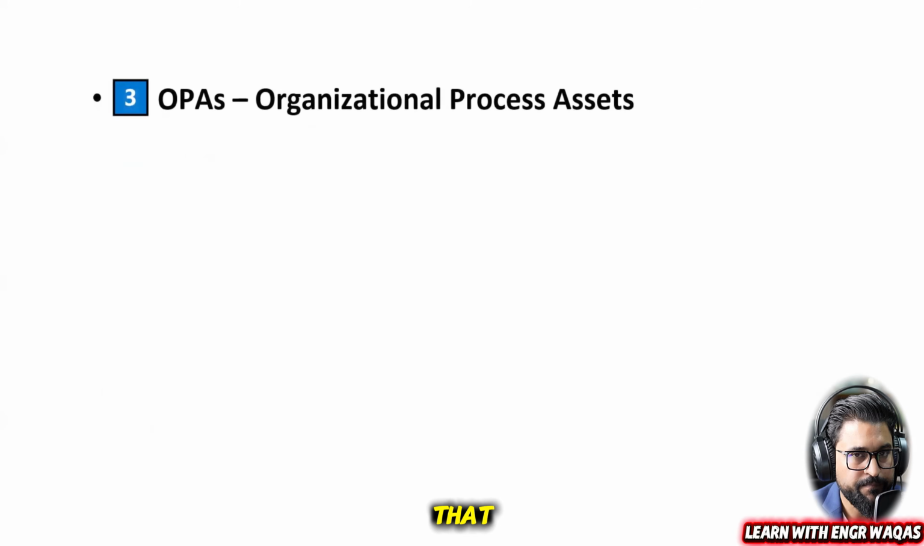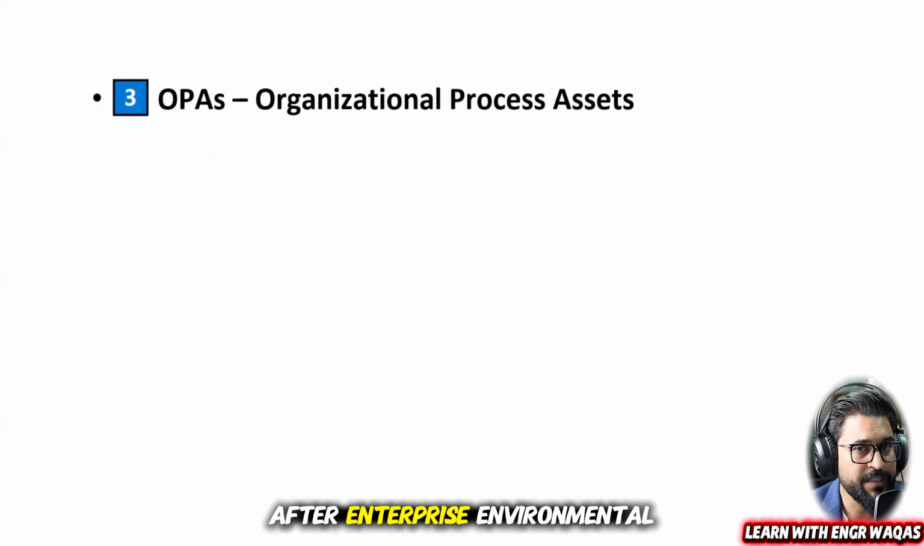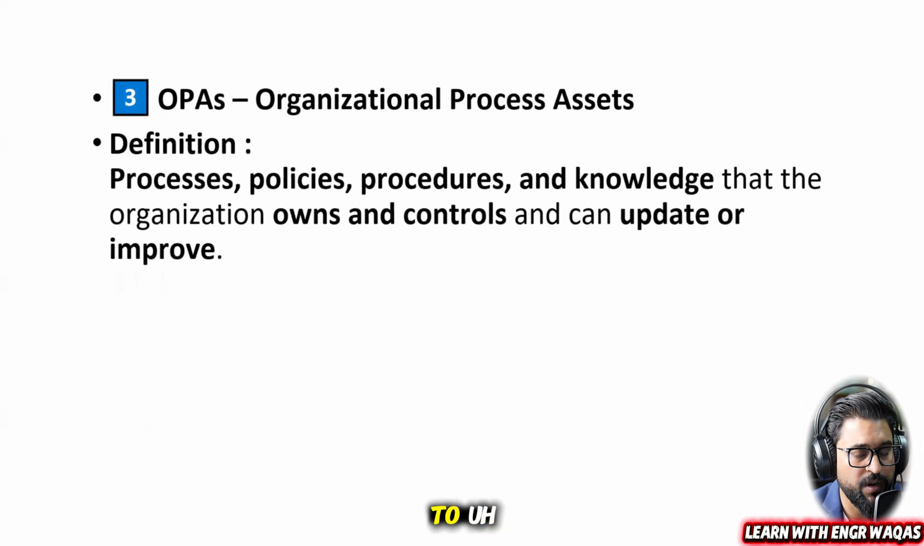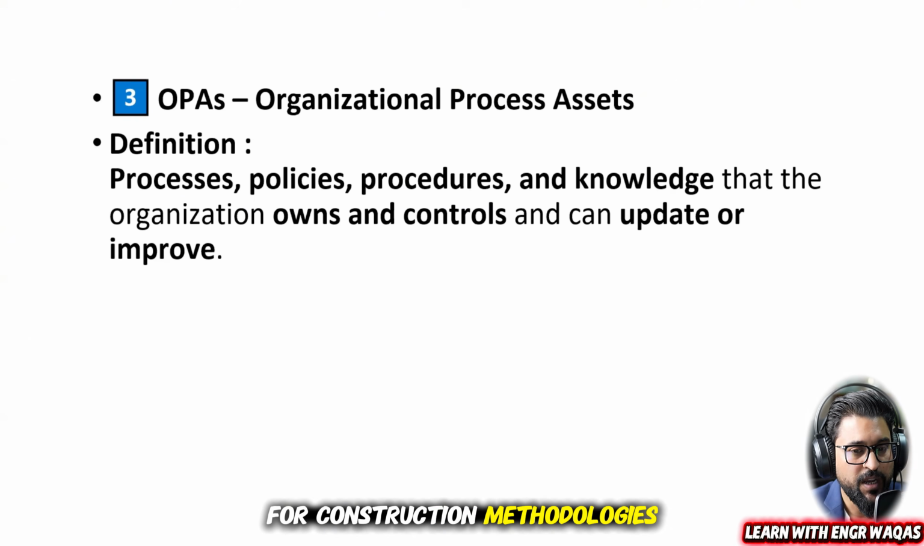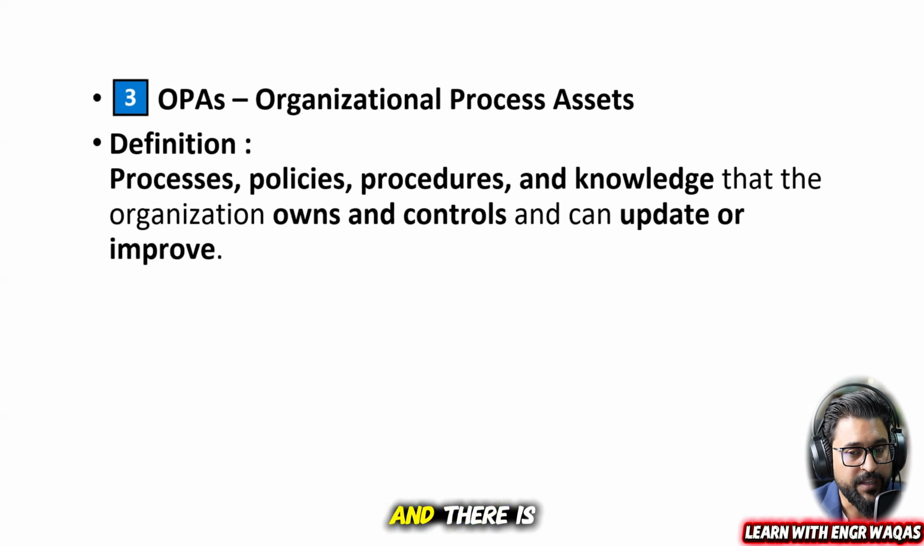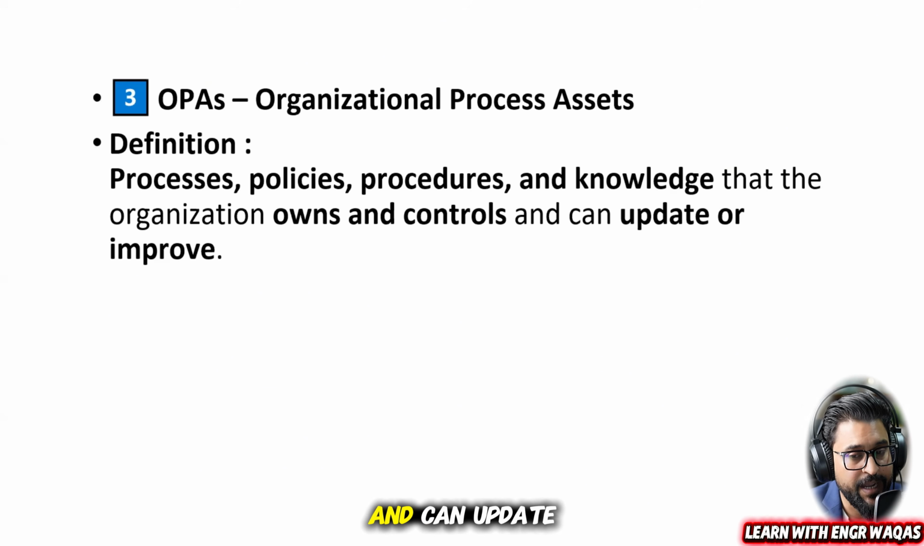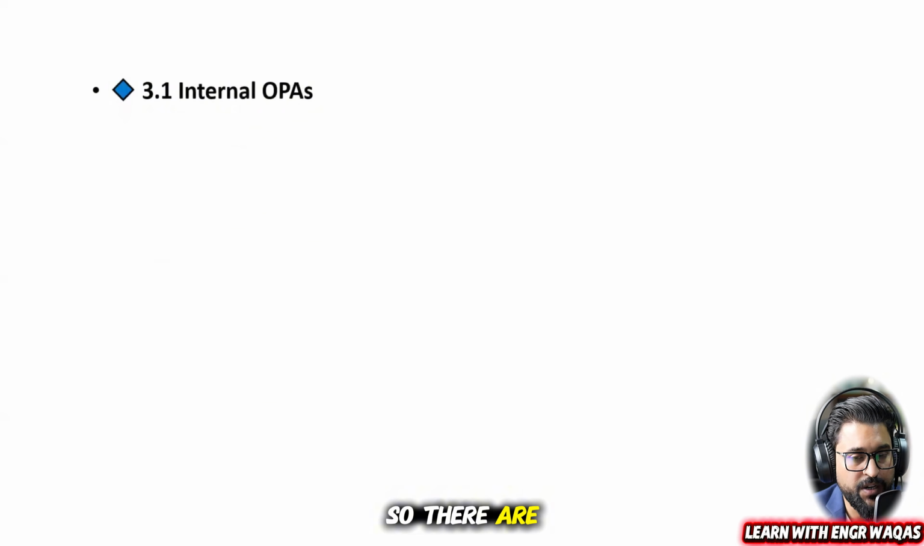And along with that, after enterprise environmental factors, we have to see organizational process assets. Organizational process assets cover all those processes we follow, like approvals, submissions, drafting our reports, construction methodologies. There are policies by every company, procedures for how we have to follow them, and knowledge that the organization owns and controls, and can update or improvise, right? So there are internal OPAs.